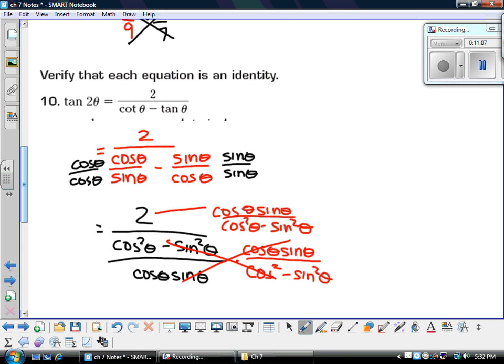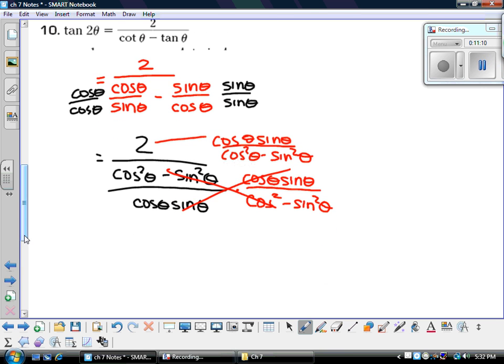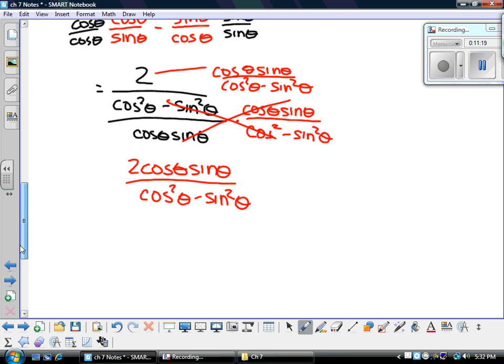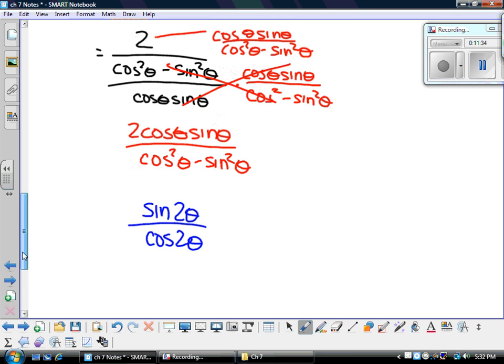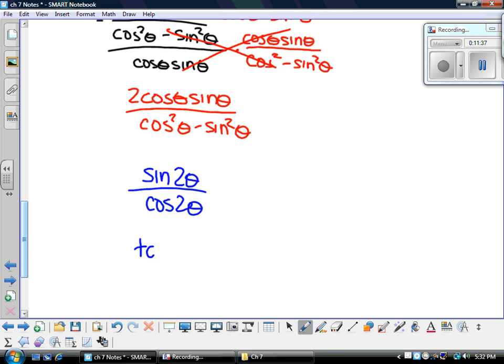So on the top, I'd get 2 times cosine times sine. On the bottom, I have cosine squared minus sine squared. Those two should look familiar, like formulas you have memorized. 2 times cosine times sine is the double angle formula for sine. Cosine squared minus sine squared is the double angle formula for cosine. And sine over cosine equals tangent, and that's the other side.